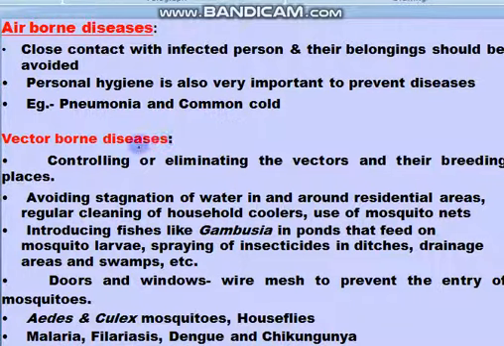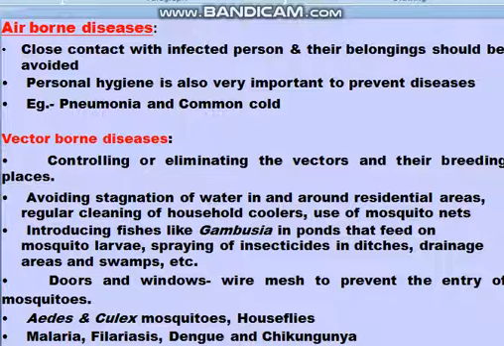Then the third category of diseases is the vector-borne diseases. These are those diseases which are caused by certain bacteria, by mosquitoes or anything else. So controlling and eliminating the vector and their breeding places, then avoiding stagnation of water in and around residential areas, regular cleaning of household coolers, use of mosquito nets, and then introducing fish like Gambusia in ponds which feed on mosquito larvae, then spraying of insecticides, and then wire mesh on the doors and windows to prevent the entry of mosquitoes. So these are certain preventions which we have to take to avoid the vector-borne diseases.